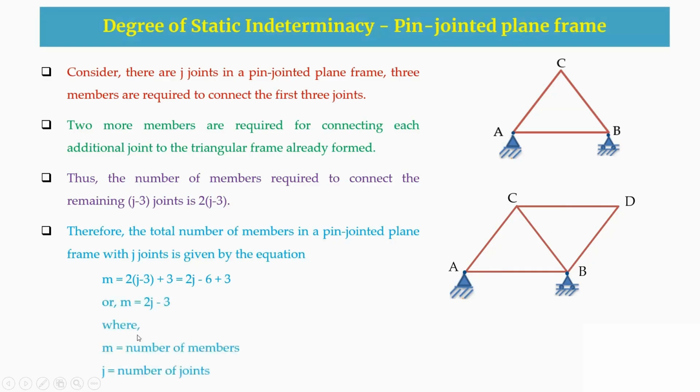Here m means members, j means the joints. This is the equation you are going to use for degree of static indeterminacy. If both are equal, then it is determinate. If both are not equal, then it will be indeterminate to some degree.